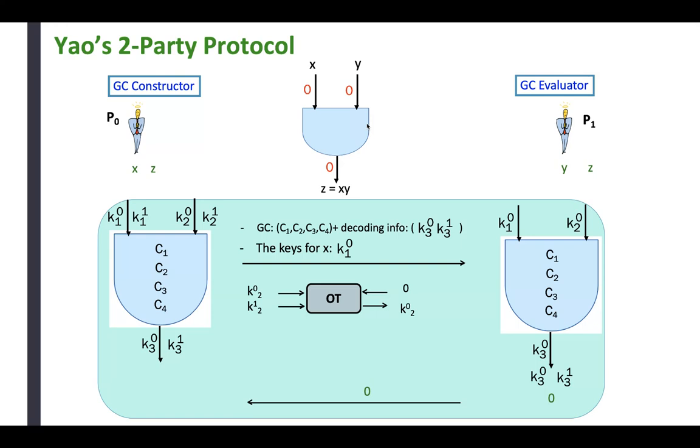So you start with a bunch of keys for which you have absolutely no clue what the corresponding bits are, except your own input. That's fine, your own input you know. But for the remaining keys that you have received for the inputs of the other party, you learn nothing. And then you go on and evaluate every gate, and for every gate you get to open just one ciphertext. Inside that you get another key. You go on.